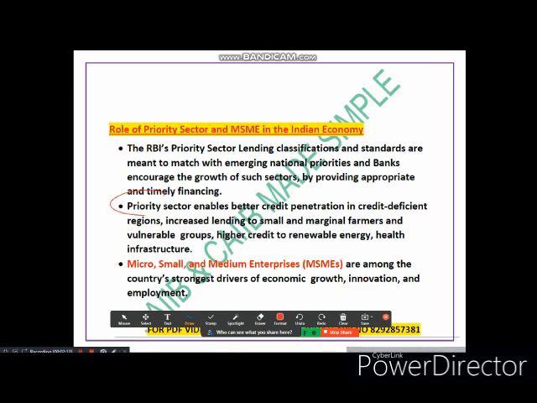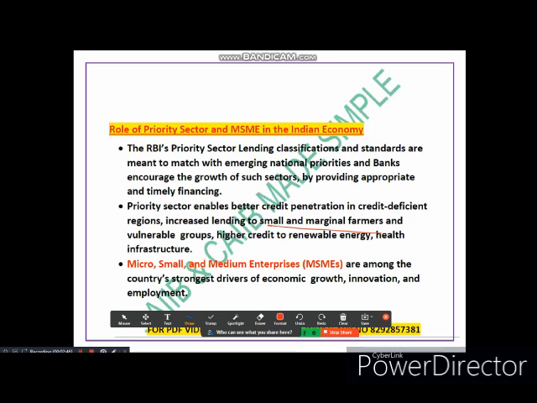Let's see the next point that we have, that by focusing on priority sector, the bank can ensure that the credit or loans reach the region or area that lacks sufficient access to financial service. That's called credit deficient area. So it also leads to increased lending to a specific group, like, okay, what are the specific groups to which lending is done, like small and marginal farmers, and a small marginal farmer faces challenge in obtaining loans.